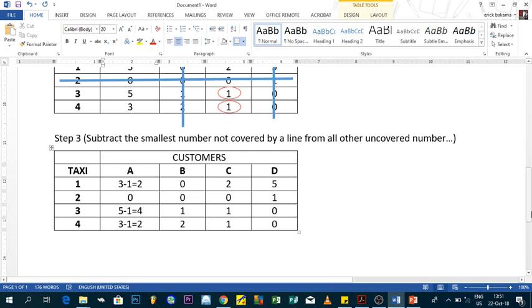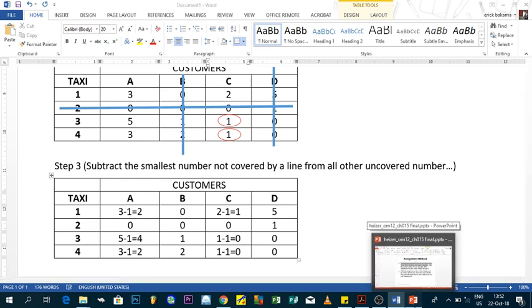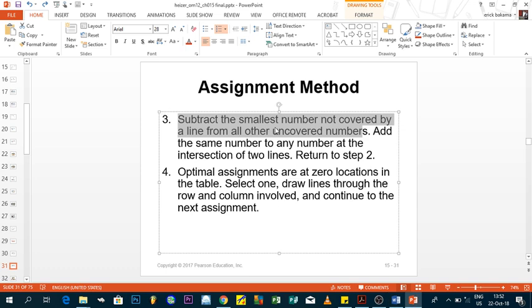And then we look at the other numbers. This cell here, everything is covered. This one, everything is covered. And the next one is not covered. It's 2 minus 1, which gives us 1. And 0 is also covered, but 1 is not covered too. So we're going to use 1 minus 1, we get 0. And 1 minus 1 again, we get 0. So they say that what we are supposed to do is to subtract the smallest number not covered by a line from all other uncovered numbers. This is what we did.